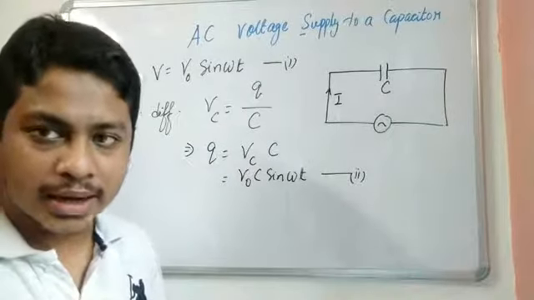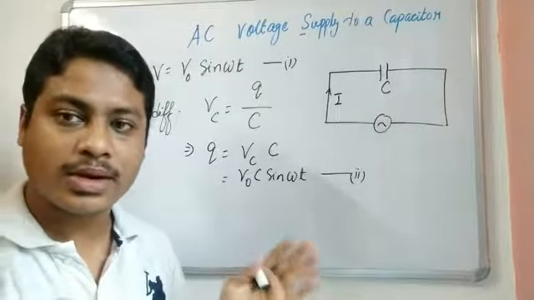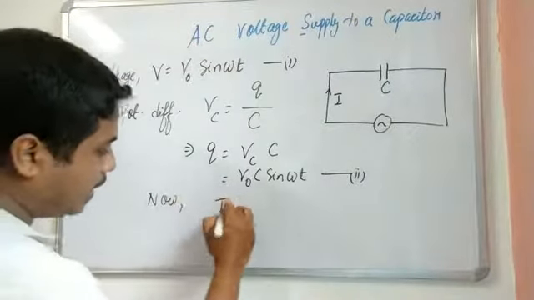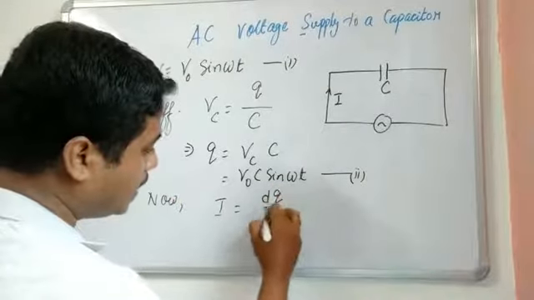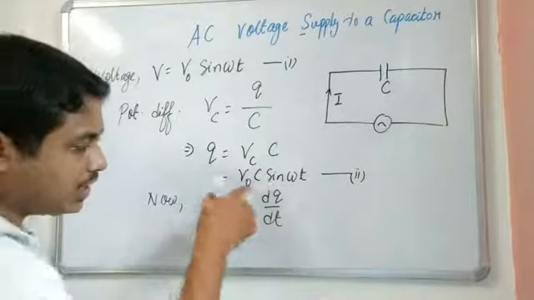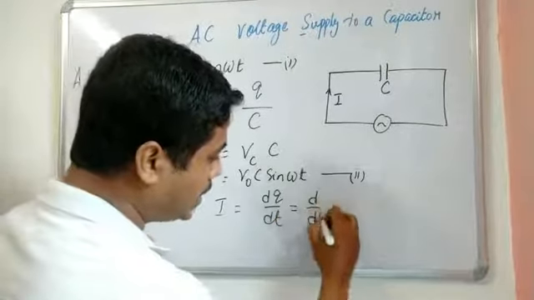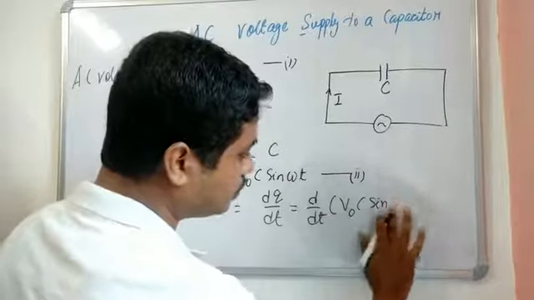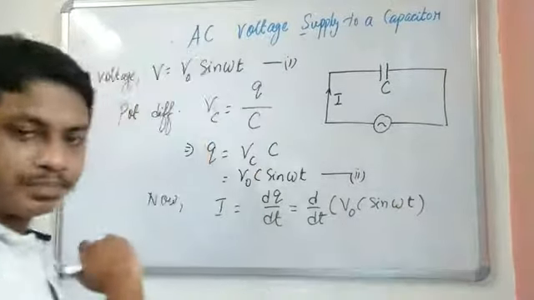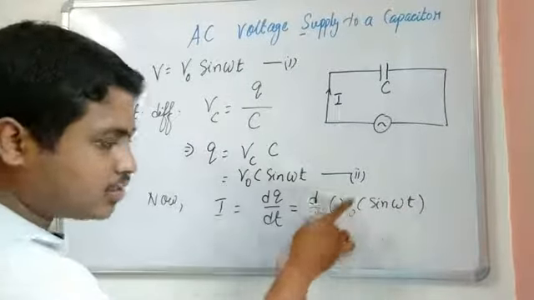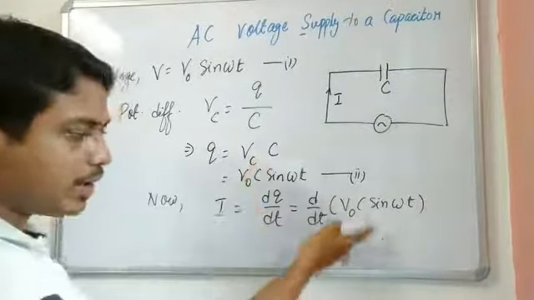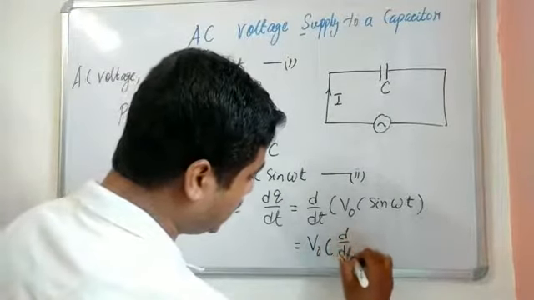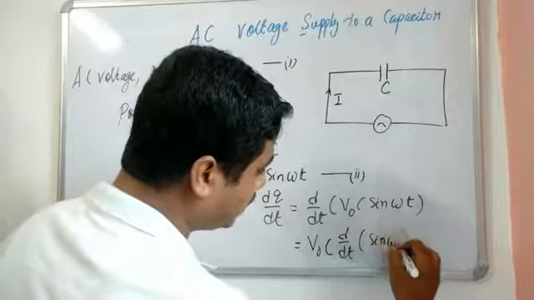Now for calculating the current, we can use the current formula, that is the rate of flow of charge. I equals dq by dt. That means we need to differentiate this. So it will be d by dt of V naught C sine omega t. Here V naught and C are constants, so they will come out of the differentiation. So it will be V naught C d by dt of sine omega t.